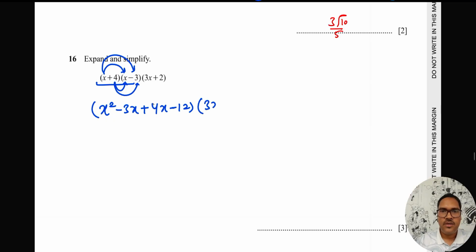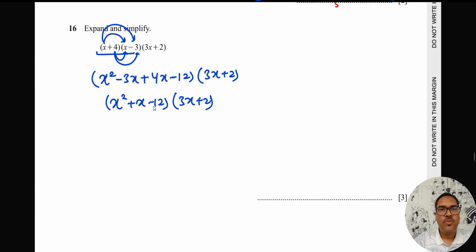Correct? Into (3x plus 2). So now, if I simplify this, this is x square, minus 3x plus 4x is plus x, and this is negative 12. And this is (3x plus 2). Now again, we will open the bracket.